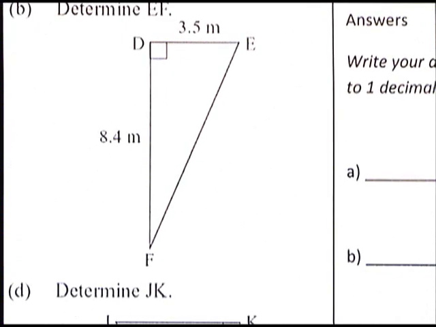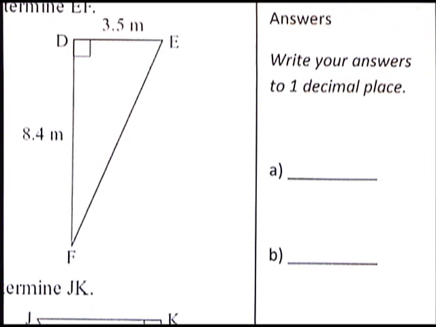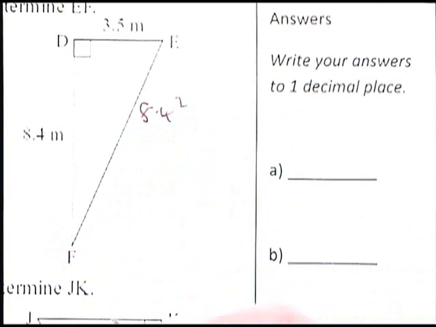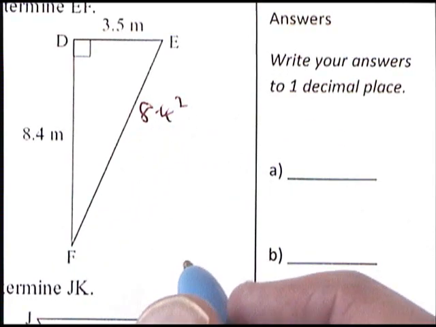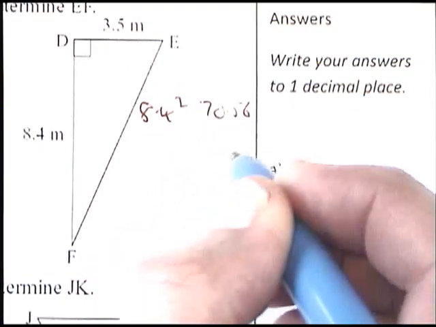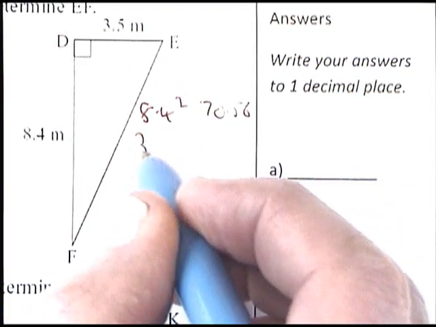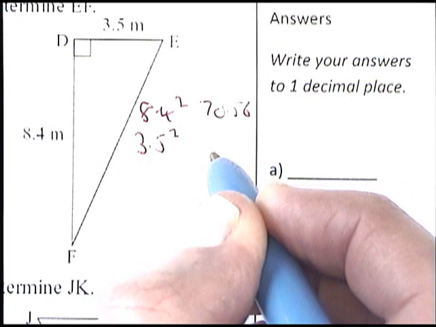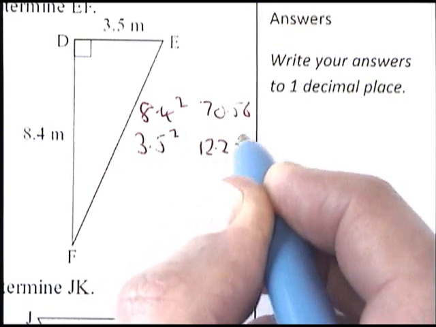Part B. The next one, similar sort of thing. We've got two sides and we're trying to find the third. So you need to do 8.4 squared. And if you do 8.4 squared, you get 70.56. You need to do 3.5 squared. If you do that, you get 12.25.